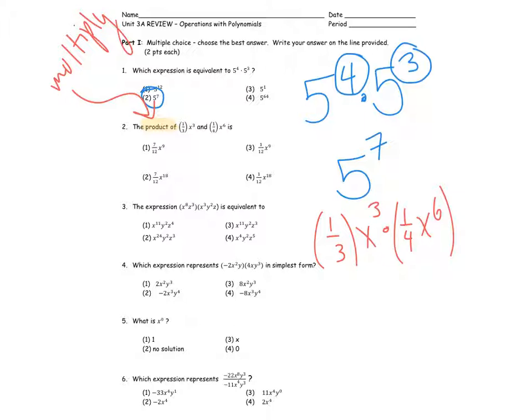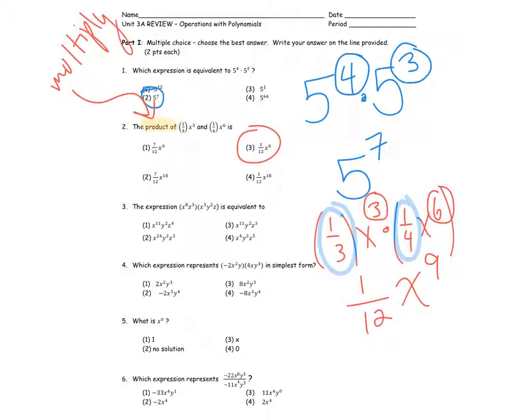So I've got 1 over 3. Oh, maybe that's a little bit hard to read. Let's undo that. We've got 1 over 3 and 1 over 4. So we're multiplying those. All right, so I'm going to end up with 1 over 12. Now, because I have x to the 3rd and x to the 6th being multiplied, all I'm going to do is keep the base and add the exponents. And that's it. That's all you're doing.